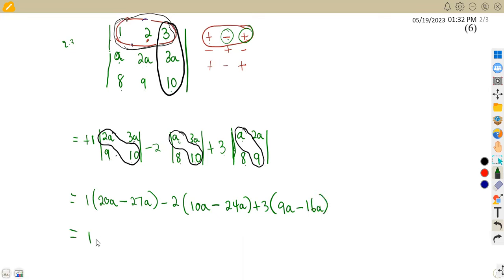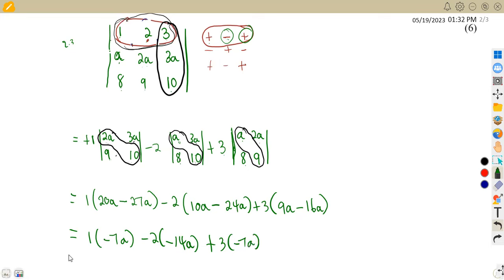So this is going to be 1 times 20 minus 27. That's minus 7A. Minus 2 times 10 minus 24, which is going to be negative 14, so that's negative 14A. Plus 3 times 9 minus 16. This is going to be a negative 7A.